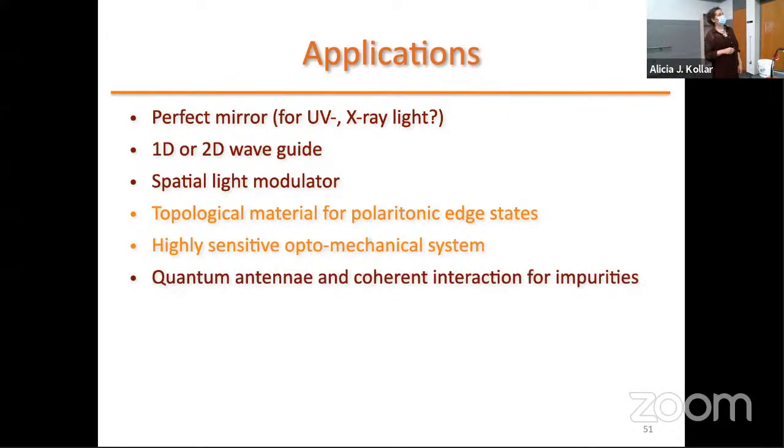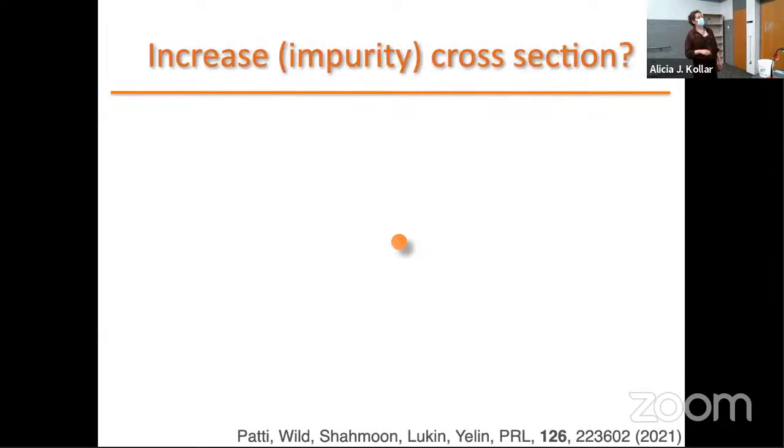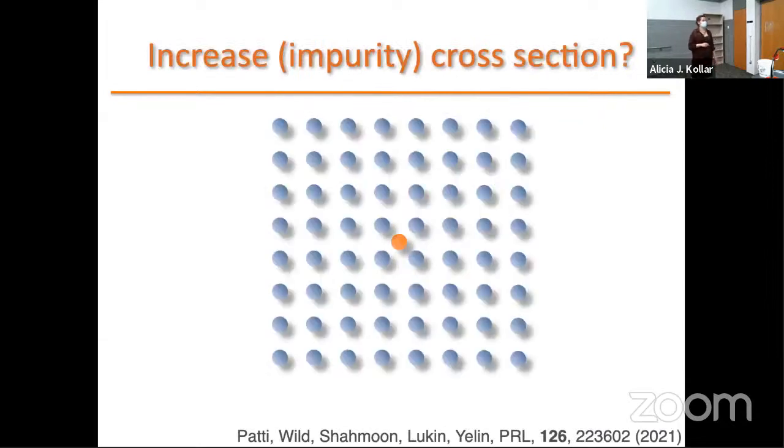So what I will talk about is what I call quantum antenna. This is the thing with the large cross section. And this I just showed you already. So we want to make the cross section large, and we want to make it basically as large as we can make the array. So why is this interesting?